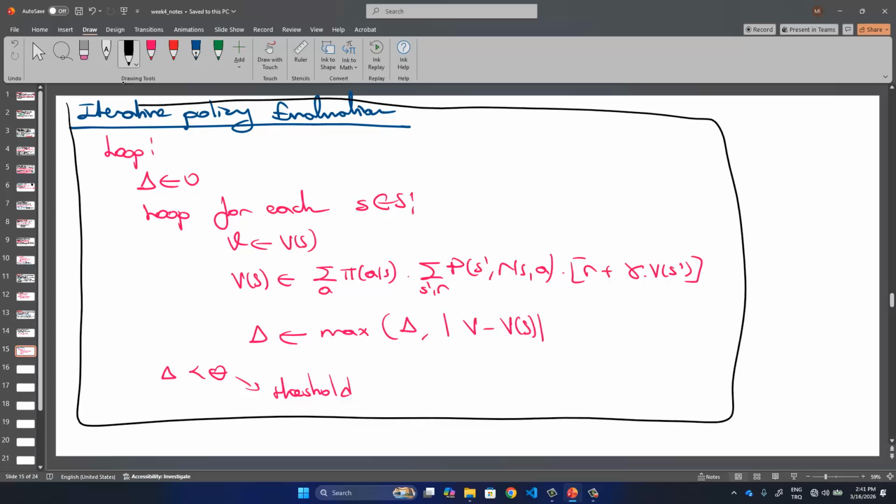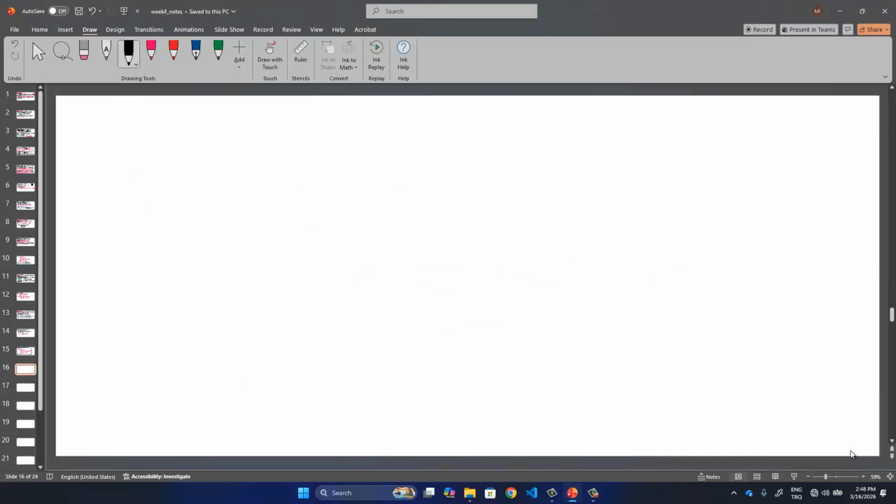Okay? What does it mean? 4.2. Policy improvement. What's the purpose of these things? Finding a better policy.